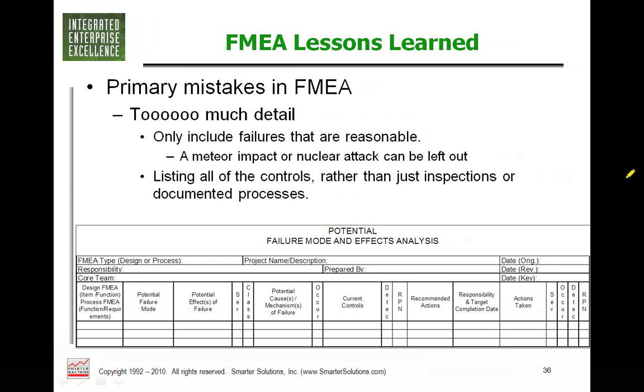Another thing you might have is listing all the controls rather than just looking at something that's inspected or something that's documented in the process. So we're not considering all the numeric controls we can have in a manufacturing operation, for example. We're not looking at all those. But we want to look at things that are documented on how we're actually doing it, what we're doing to make sure it doesn't happen, and also the inspections that are associated with that.